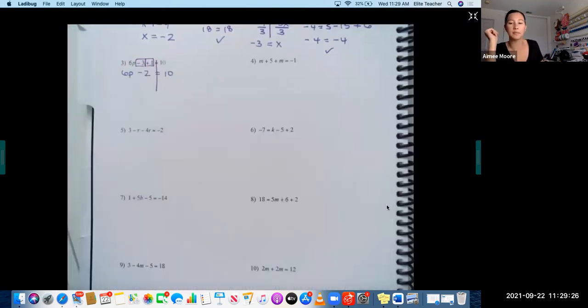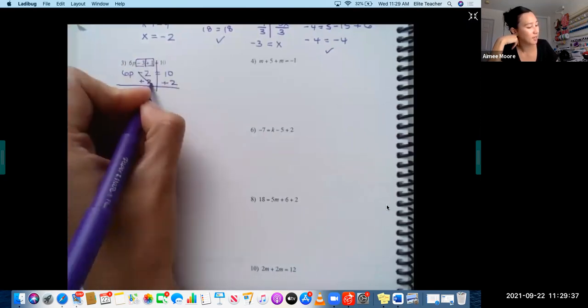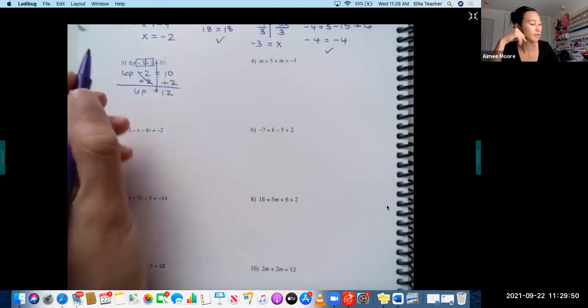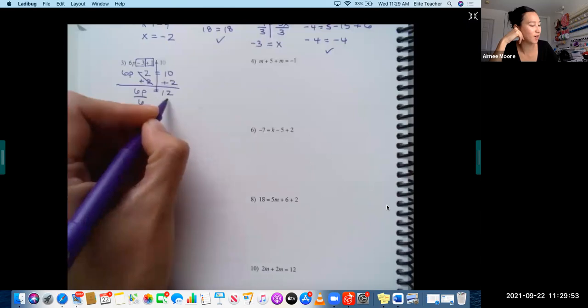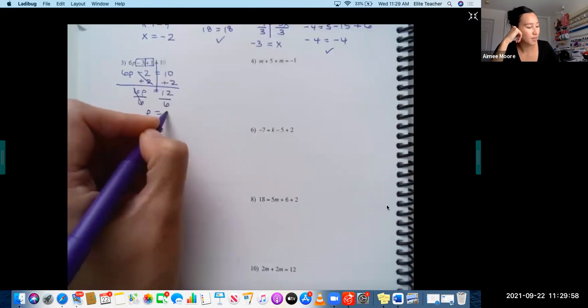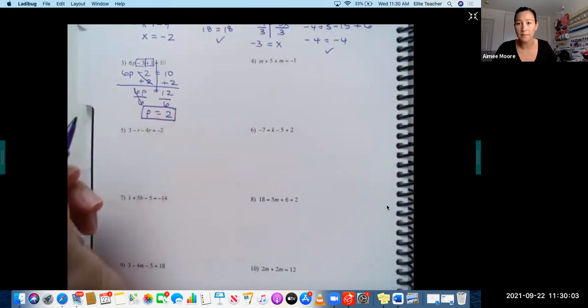Then what did you do, Augustine? Then we add 2 to both sides. Excellent. So 6p equals 12. Then what? So then we need to divide. Yep, very good. Divide both sides by 6 and p equals 12 divided by 6, which is 2. For the sake of time, we're not going to check our answers because it's already 11:30.